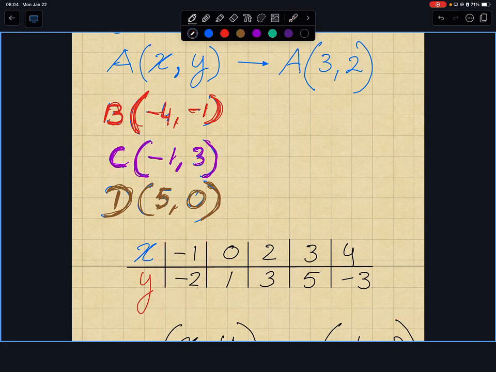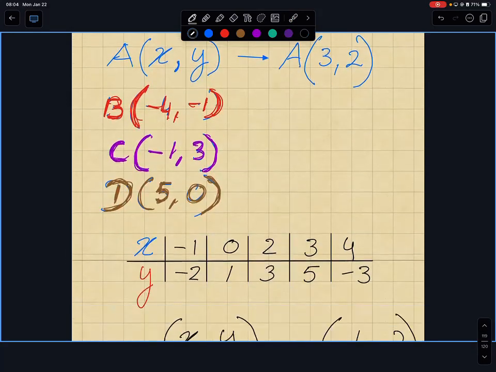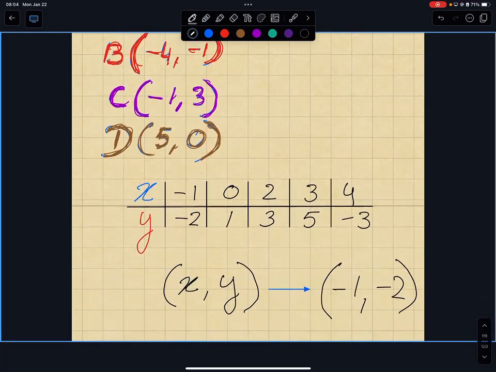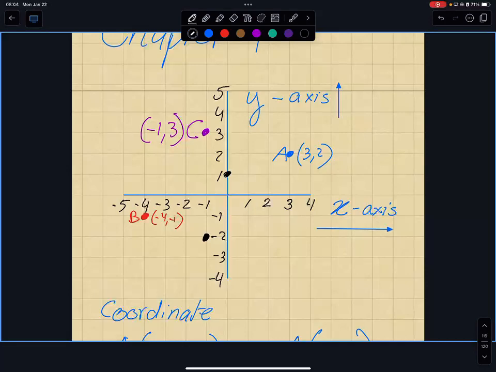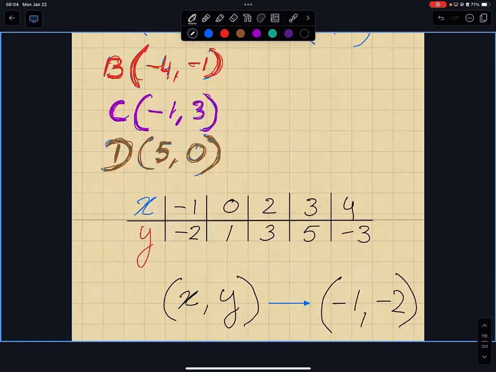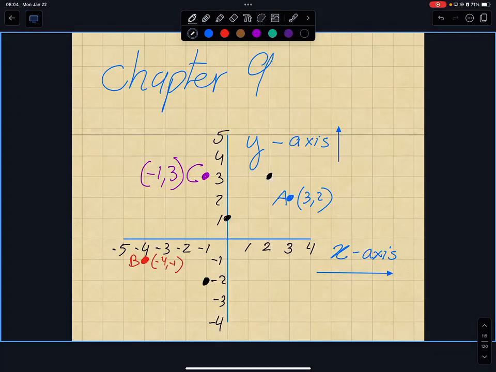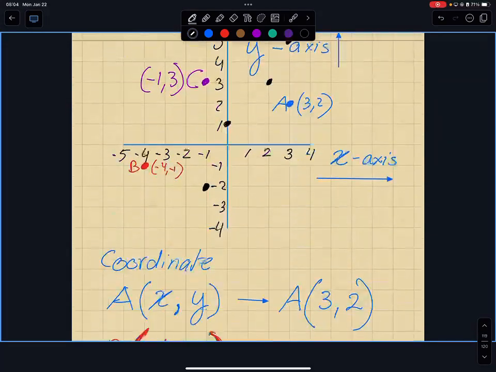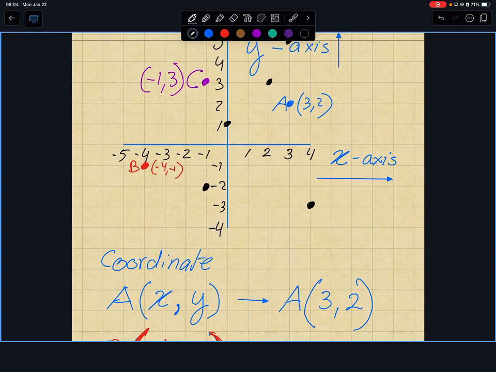So -1, -2 is here. 0, 1 is here. 2, 3 there. 3, 5 here. And then lastly, 4, -3 here. That's the last one.